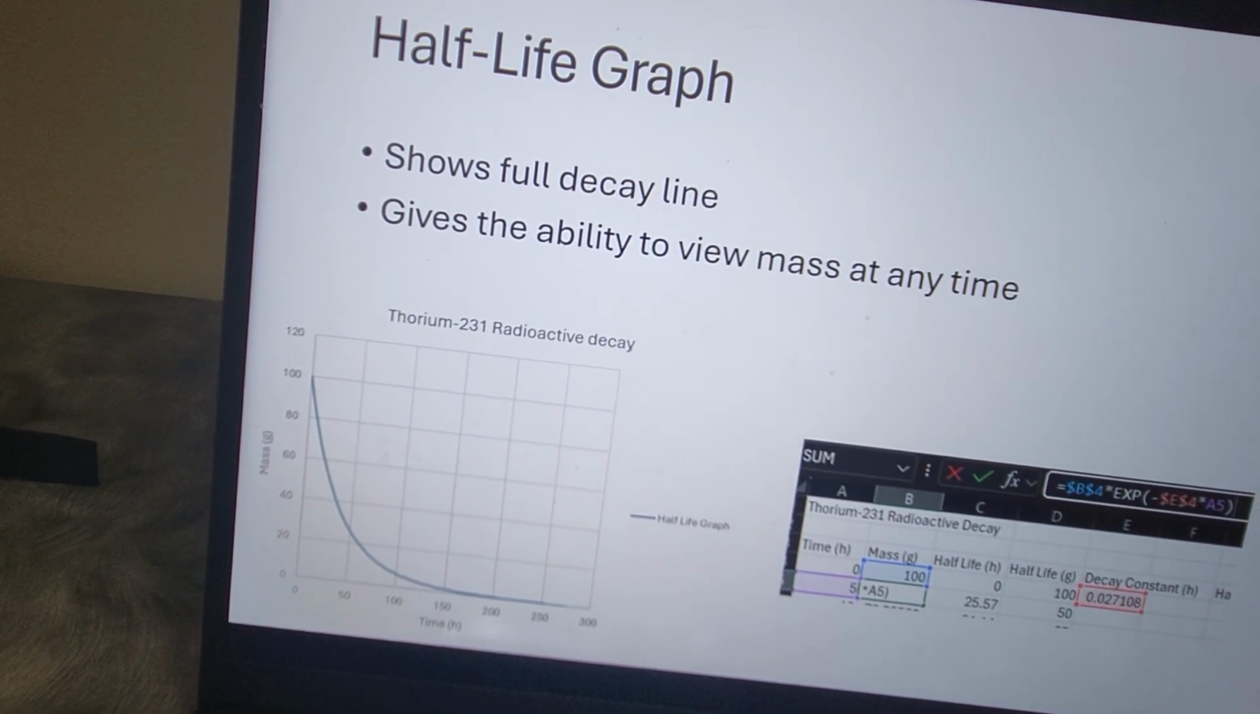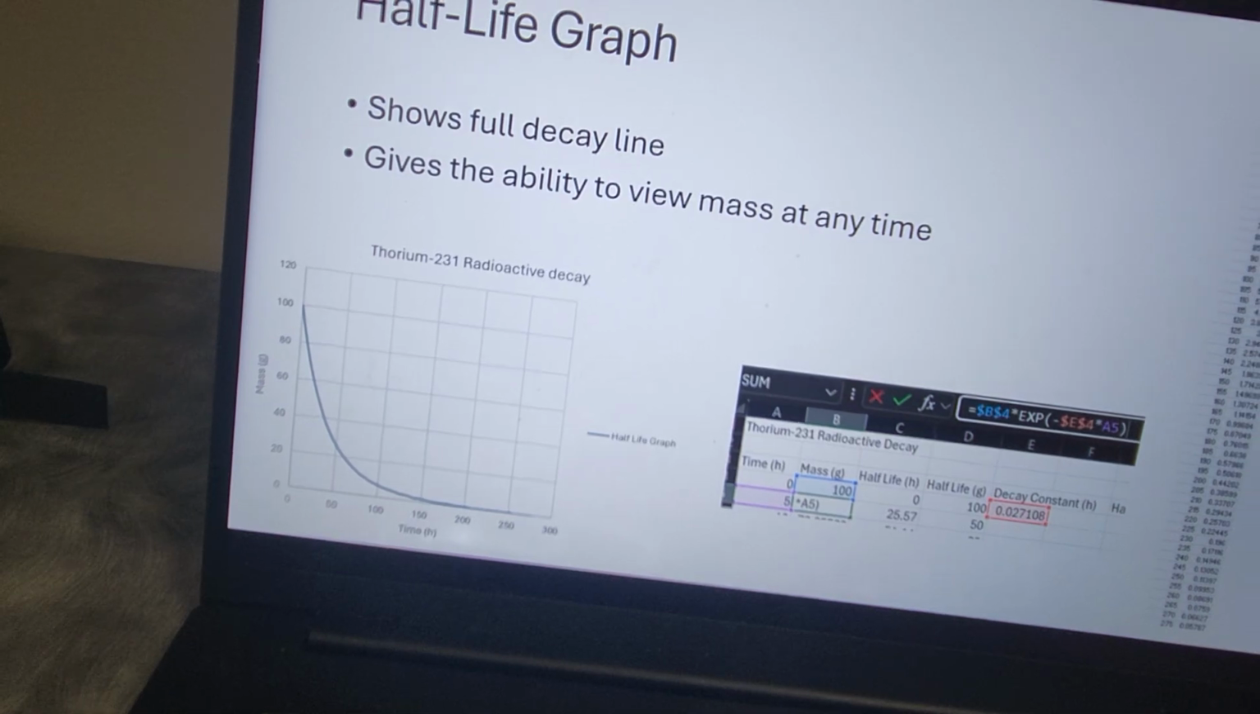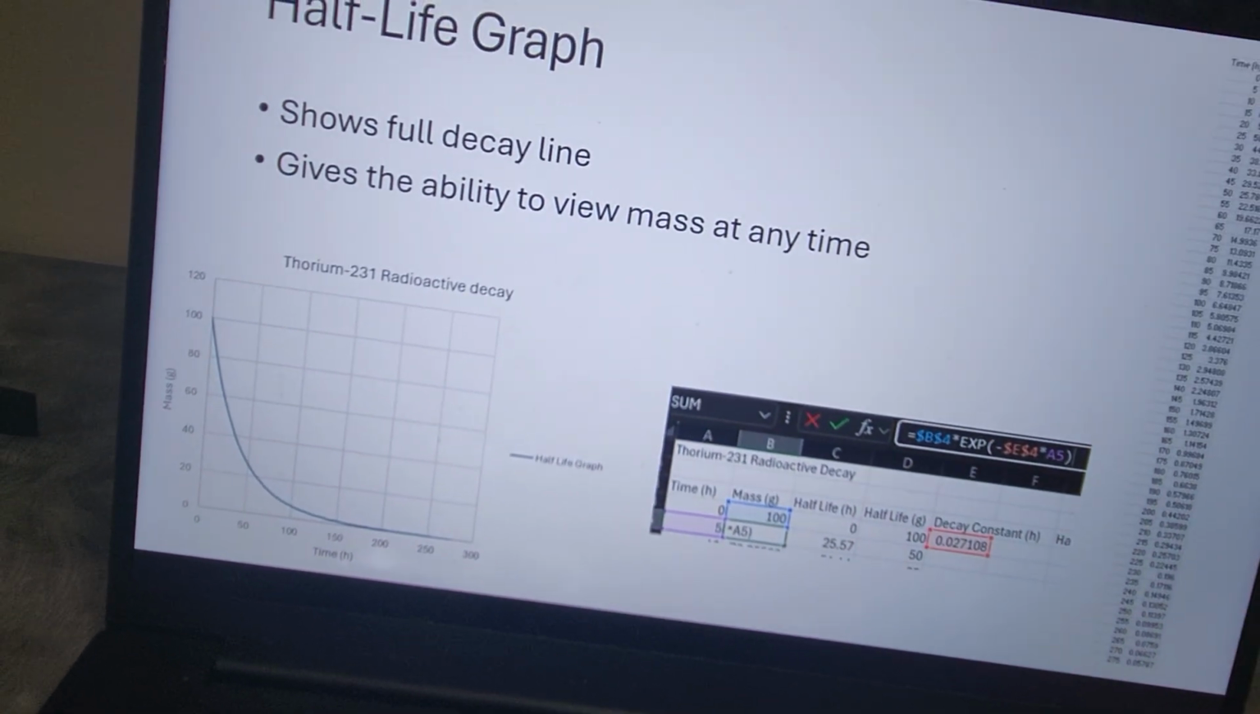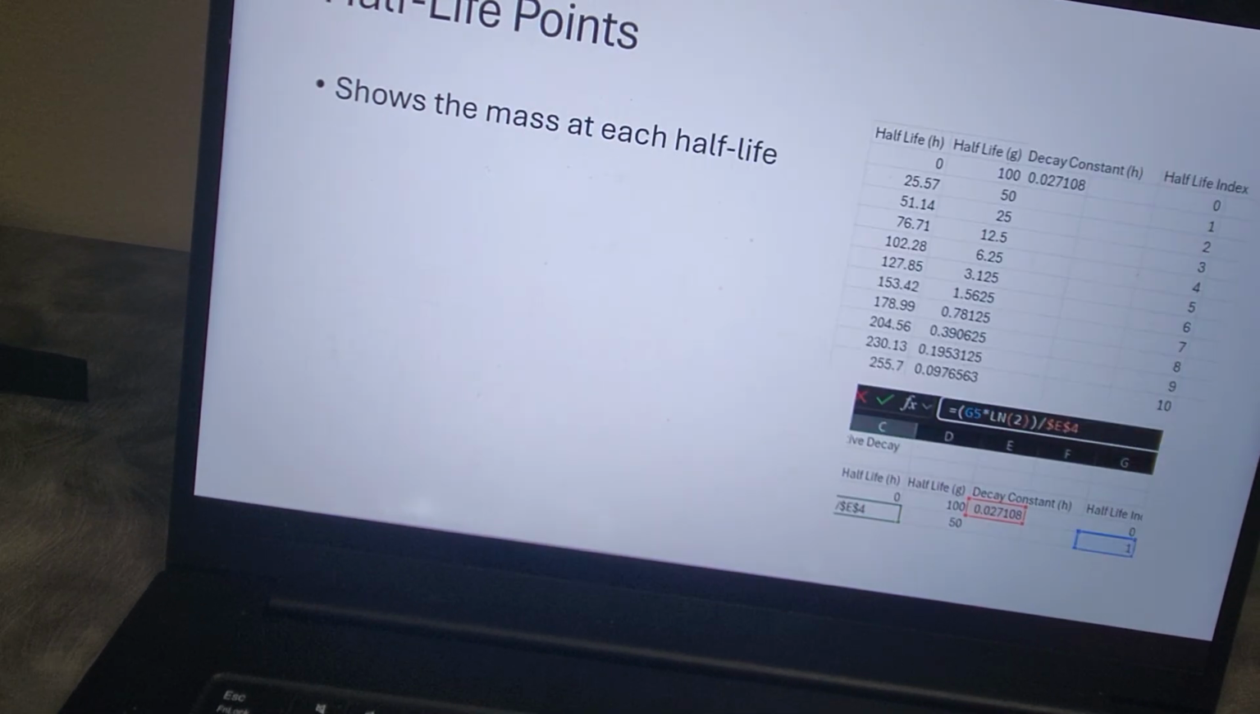The reason I chose 275 hours was that it gave a good half-life point, and also if I went to 300 it would add an extra column that I didn't really like.